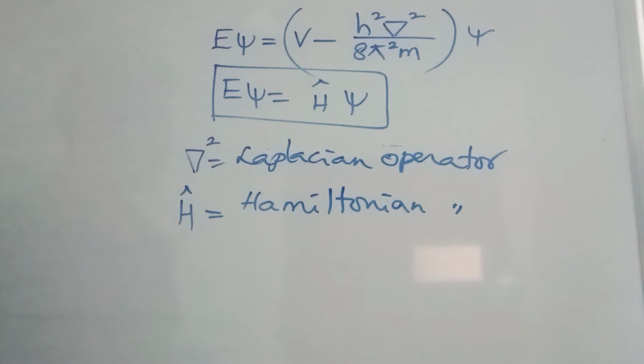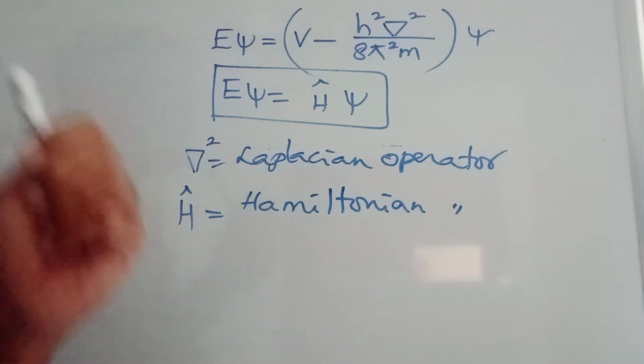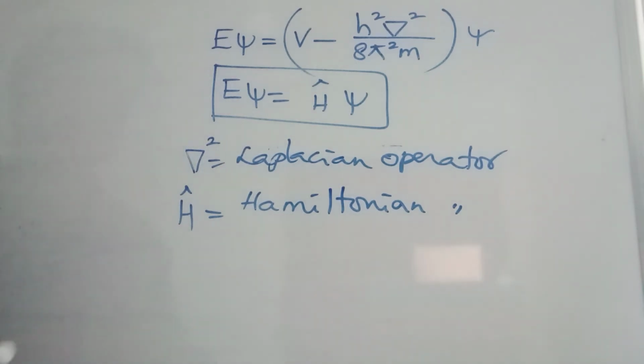The most important thing about this is that when you solve this equation, you will get different values for psi. But only those values are considered which are continuous. Psi values must be continuous. This is your question. Psi values must be single valued, and psi values must be finite.